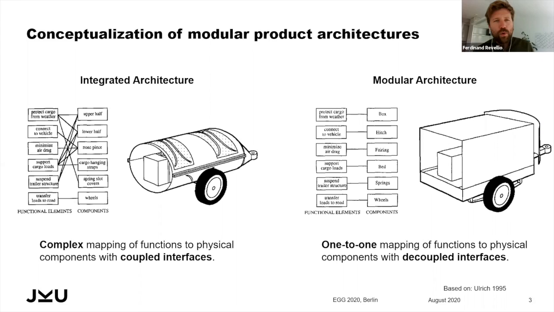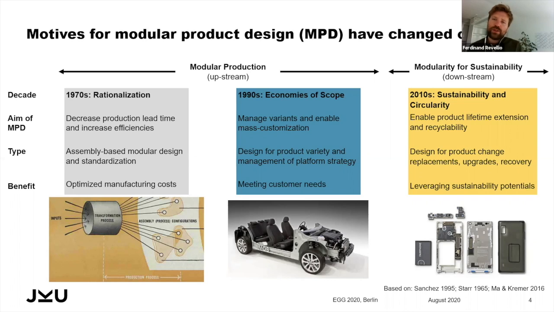So for modular product architectures, we can basically distinguish product architectures as the basic blueprints of a product. In recent years, modularity is used for sustainability in the downstream. So really the idea is to enable product lifetime extension and recyclability through designing a product for change in use time, such as repair or upgrades, and recyclability at the end of the use time. This is the modularity type we are going to talk about in the next few minutes.